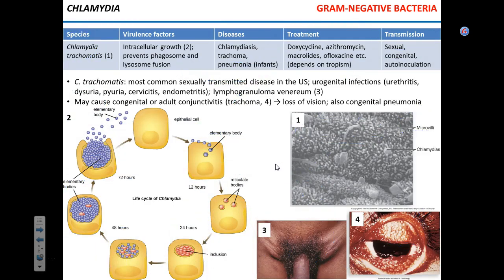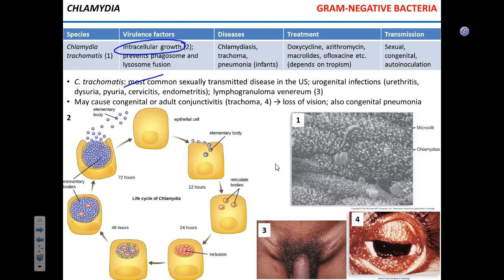Which brings us to an interesting obligate intracellular pathogen, Chlamydia trachomatis. So, Chlamydia trachomatis, I need to correct this slide finally. It is not the most common sexually transmitted disease in the United States anymore. Human papillomavirus took over. Chlamydia takes the second place. It's the second most common sexually transmitted disease in the US.